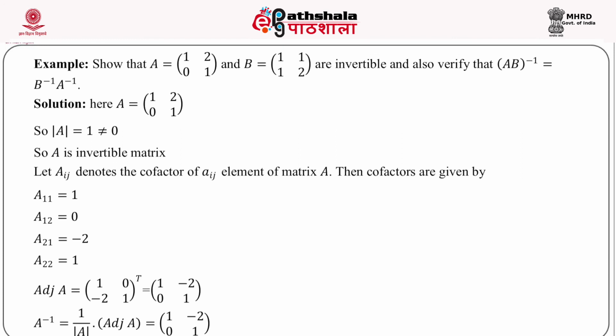Let us consider an example. Show that A and B are invertible, and also verify that AB inverse is equal to B inverse into A inverse. Here let us find the determinant of A, which is equal to 1. So A is an invertible matrix, so we can find the inverse of this matrix. So just find first of all adjoint of A. We have adjoint of A is given by this matrix. Now A inverse will be 1 by determinant of A into adjoint of A, which is this matrix.